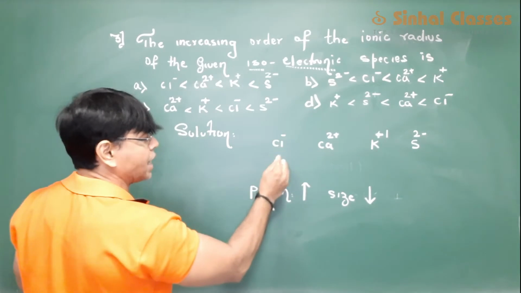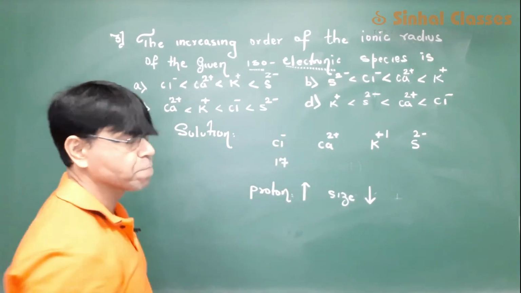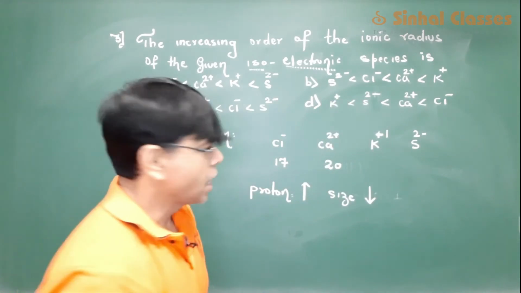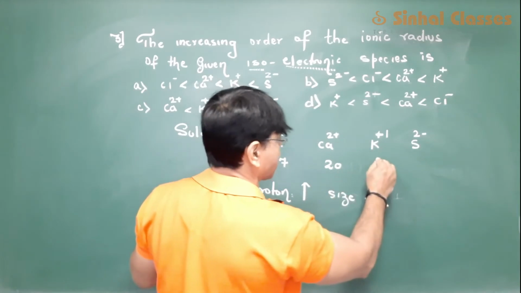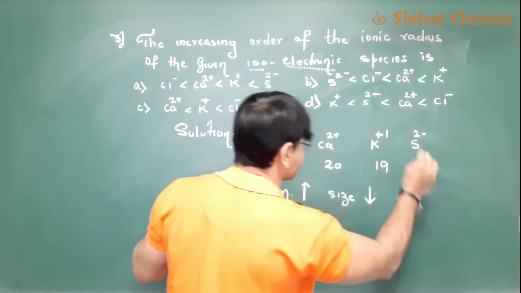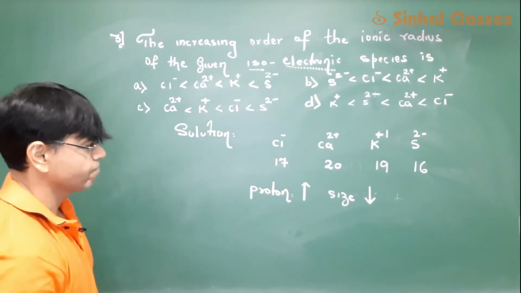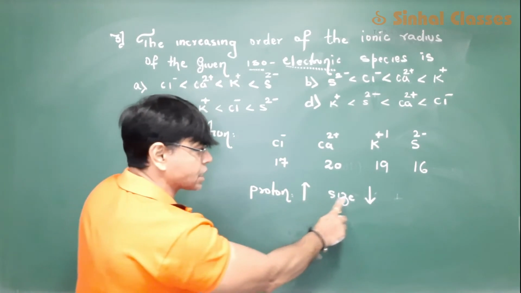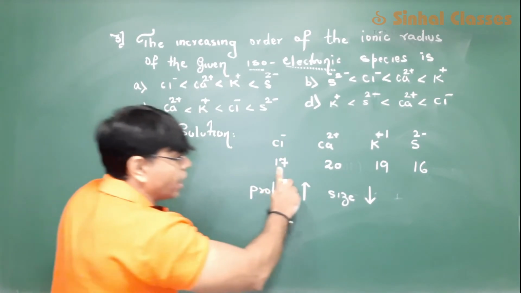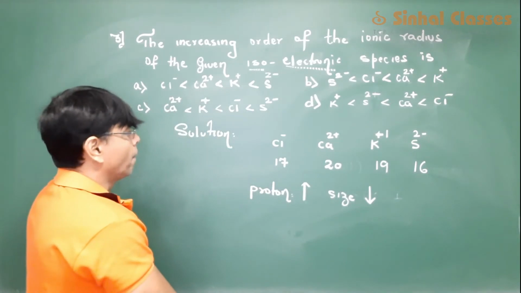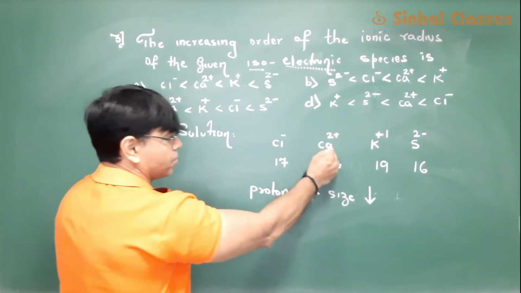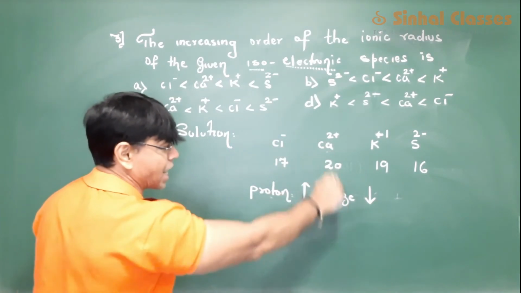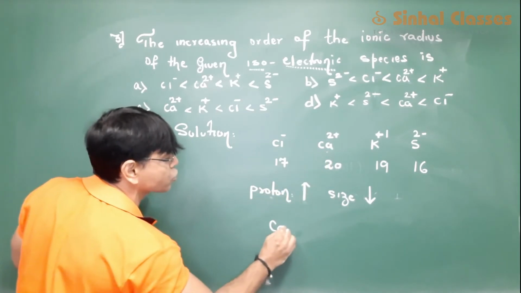In case of chloride, it is 17 protons. In case of calcium, it is 20. Potassium is 19, and sulfur is 16. Now look at this. What did I say? If the proton number is more, the size will be smaller. Among them, who has the maximum protons? Calcium. So calcium size will be the smallest. Proton more, size less.